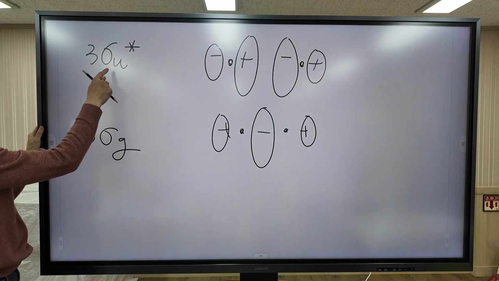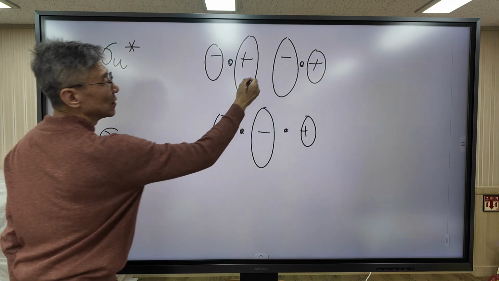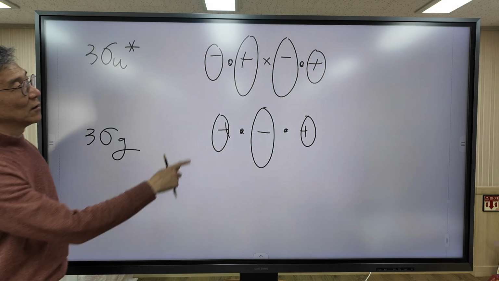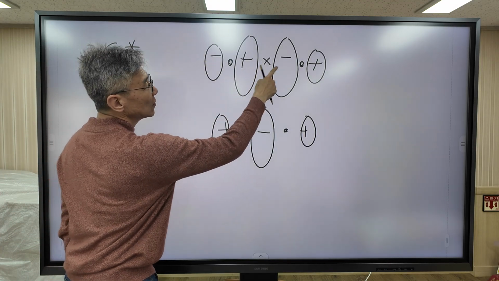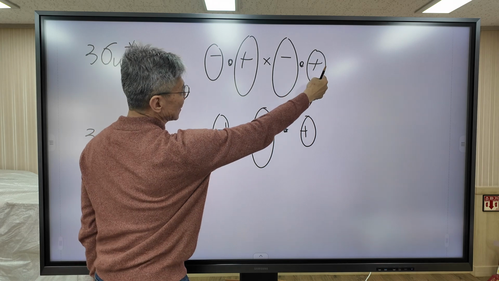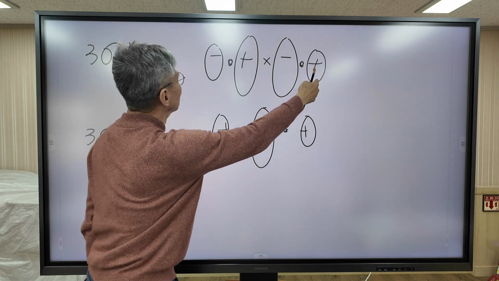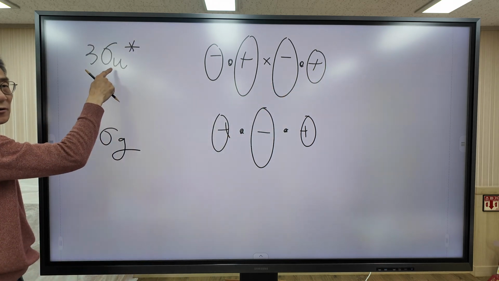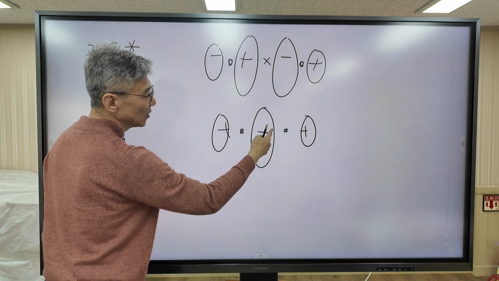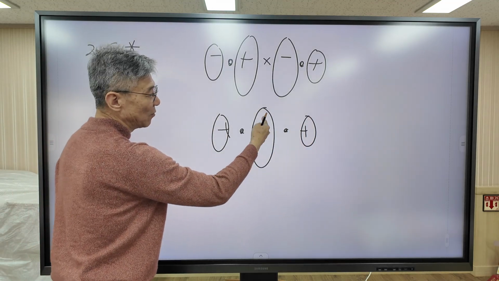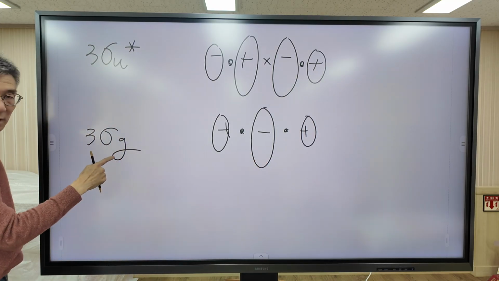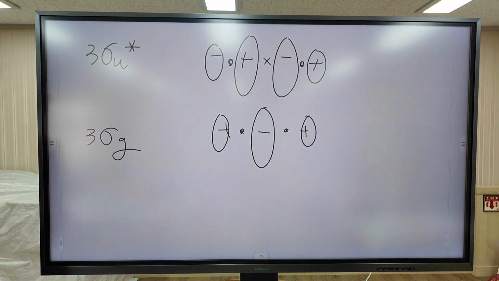Now first, this is an ungerade orbital because this is the center. When you perform inversion through the center, negative goes to positive, positive goes to negative. So it changes sign. So this is an ungerade orbital. But here, positive goes to positive, negative goes to negative. It does not change sign. So this orbital is a gerade orbital.